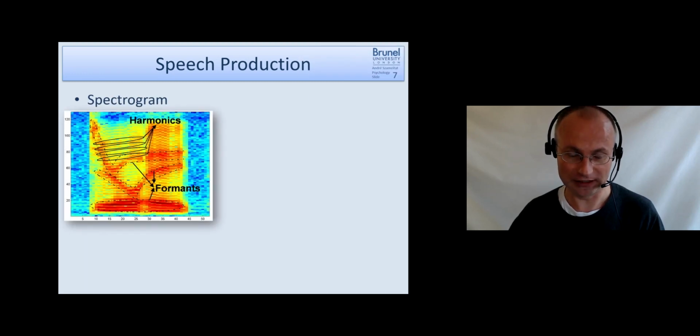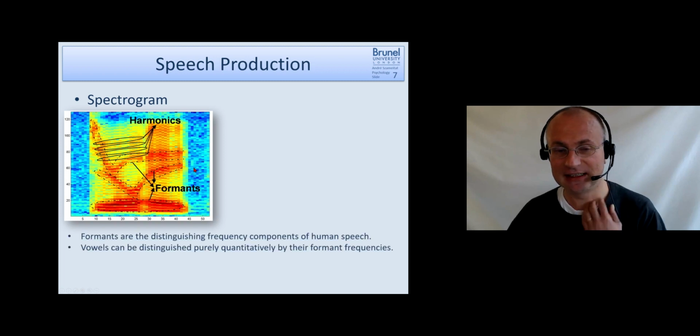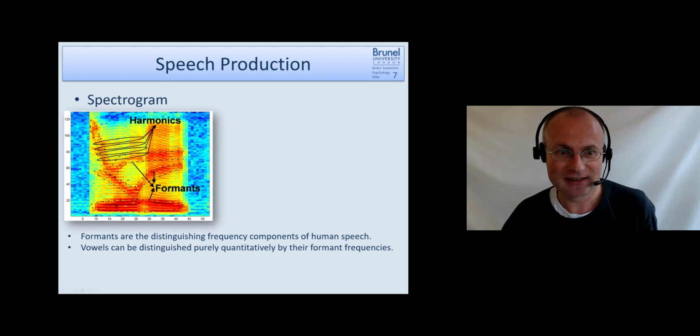Okay, so this is a different one where the idea is the same. We have time, we have frequency, but now it's color coded. What was gray and dark grayish as before, and black, is now red, and where there's little energy it's blue. And what we see when we analyze language is that there are bands of energy in certain frequency ranges, and these bands are called formants.